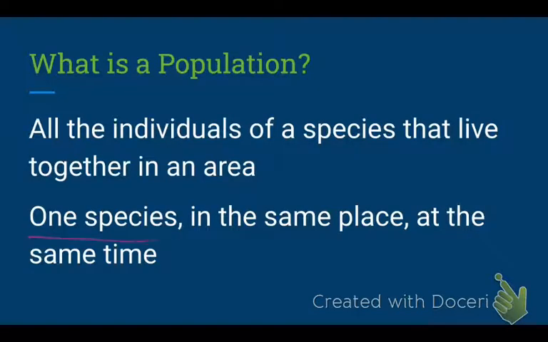So it is one particular species. When we look at populations, we're not talking about the number of every single species within the area. That would be a community. We are looking at one species that lives together in the same place. So one species, same place at the same time. That's what we're looking at when we're defining our population.